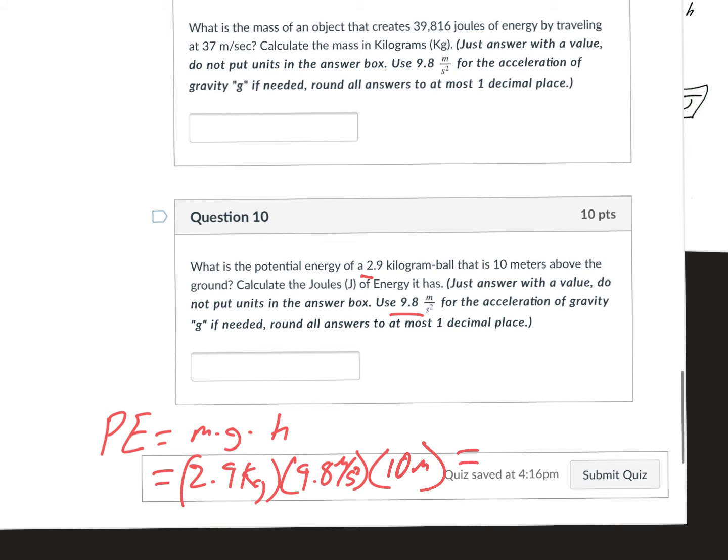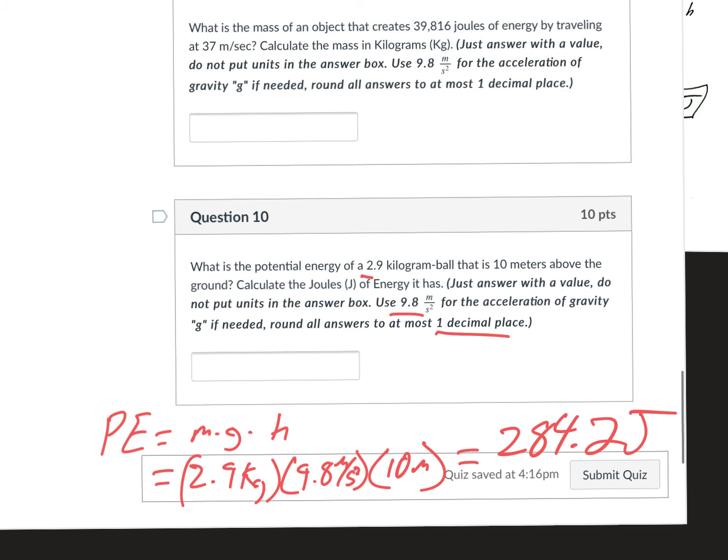Now, when you do that, you can just plug it all into a calculator. And so it'd be 2.9 times 9.8 times 10, and I would get 284.2 joules. And notice that's also to 1 decimal place. So that's where I could put it in there.